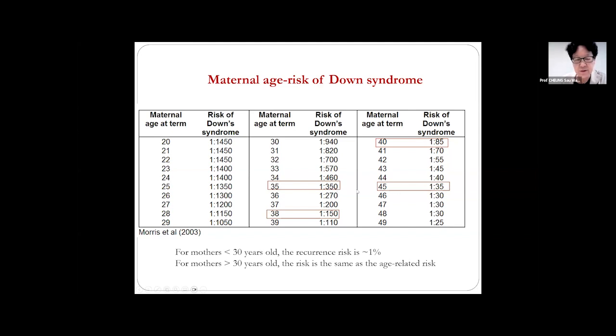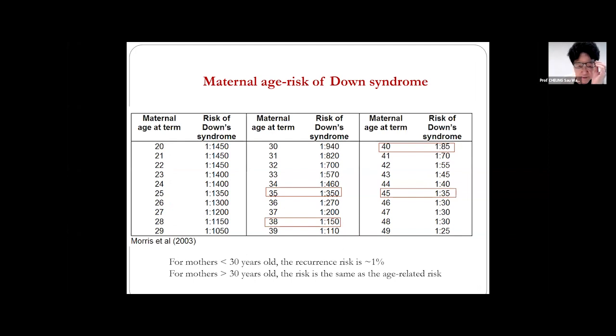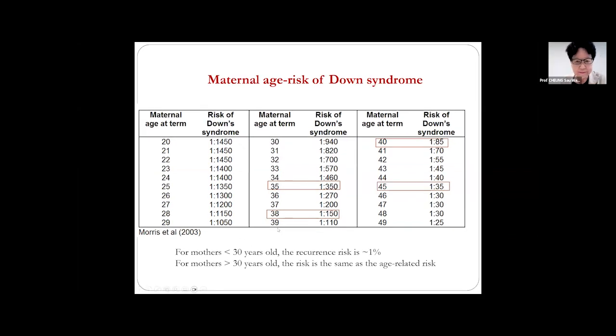And then as you can see, when the patient is 45, the risk is much higher, 1 in 35. 40 is 1 in 85. This is calculated at the maternal age at term. That's how we calculate the risk.